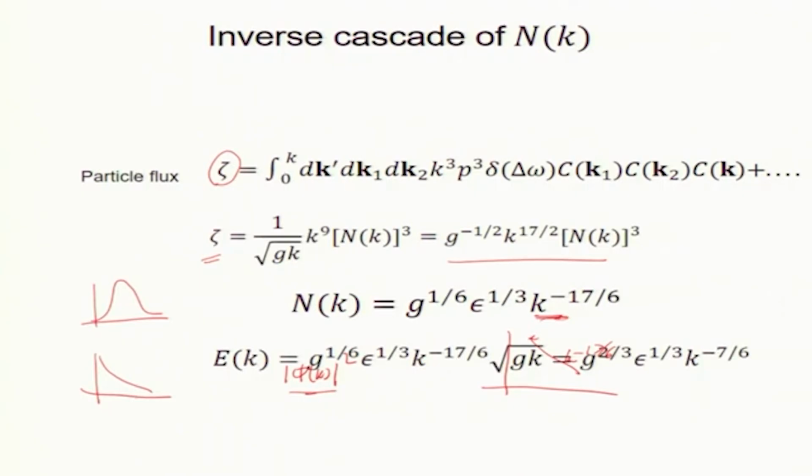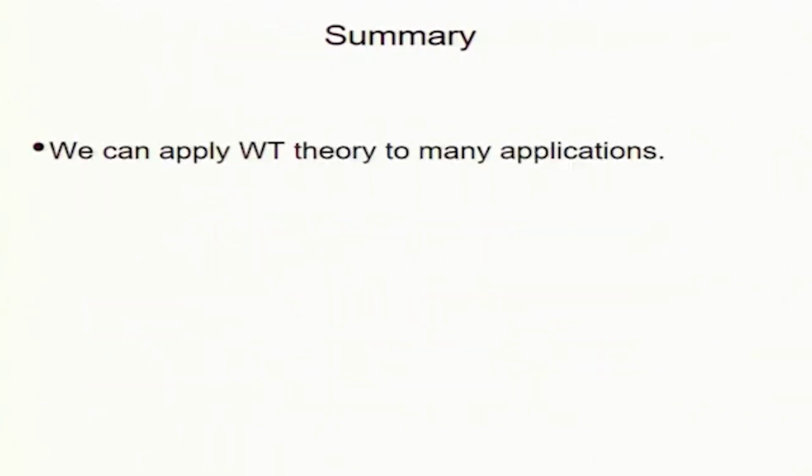Once you have particle density, we can get Ek, and so let's summarize this. You can apply weak turbulence theory to many applications. I am going to do one more example, the nonlinear Schrodinger equation, and then a possible inverse cascade. So if you have two conserved quantities, then there will possibly be an inverse cascade.